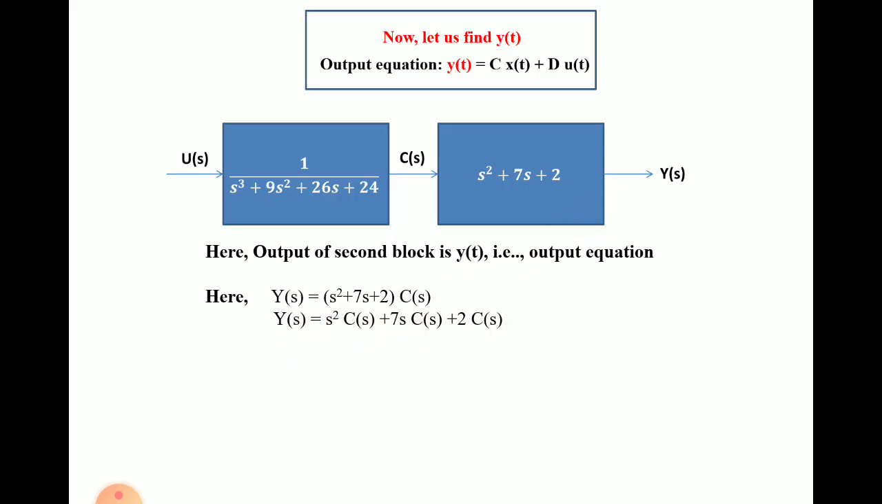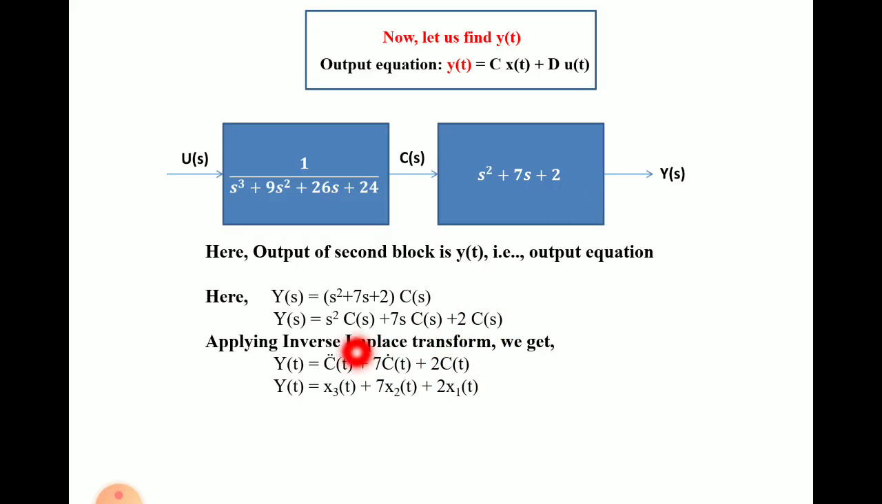Apply inverse Laplace transform. So you will get y of t as here C double dot of t. S into C of s will become C dot of t. 7 is written as it is. 2 into C of t. So now represent this in the form of standard output equation. But before that, this is not yet in the form of state variable, right? So represent this in the form of state variable. Y of t is C double dot of t is x3 of t, C dot of t is x2 of t, and C of t is x1 of t. See, these are our state variables. So now we have our output equation like this, just rearrangement.